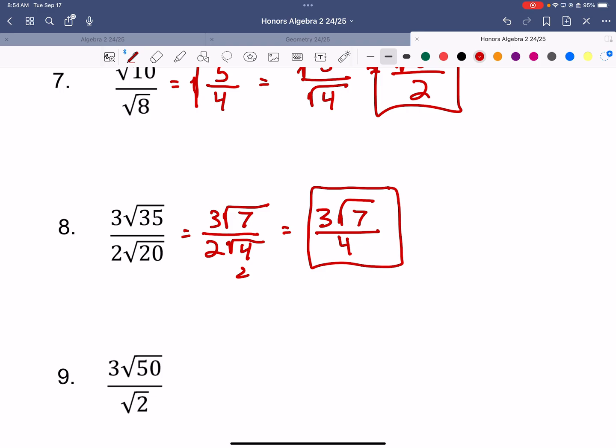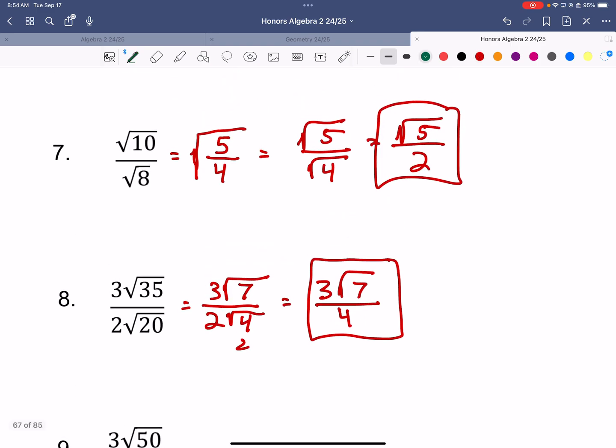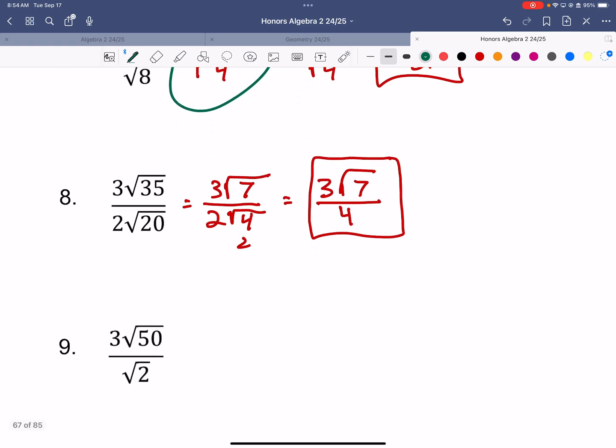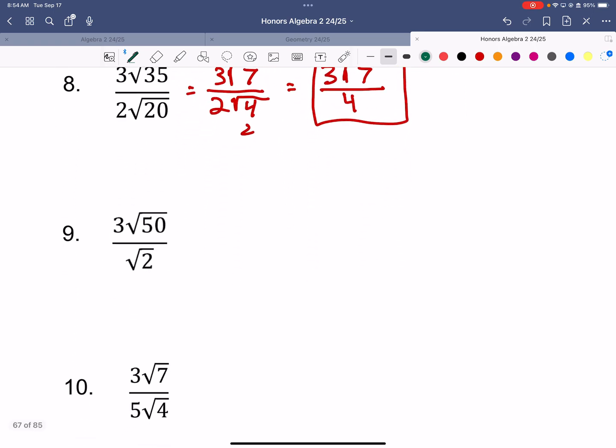So though I didn't rewrite it this time, I still did the reducing and just left it in that mode because then I didn't have to rewrite it. Just saved myself some writing. But again, I'm looking for perfect squares. So if I look at number 9, are there any perfect squares in there?